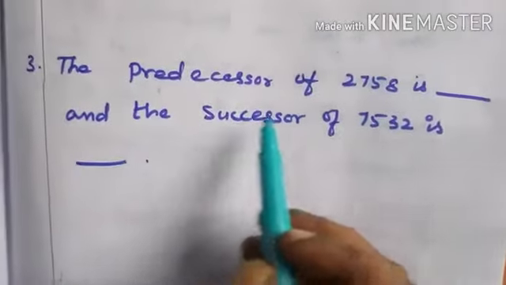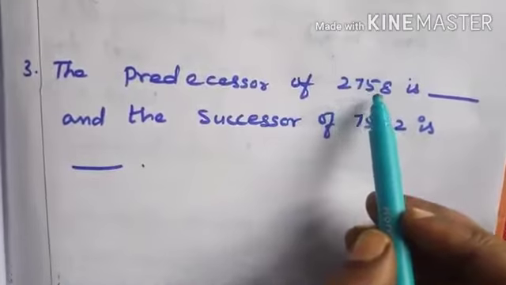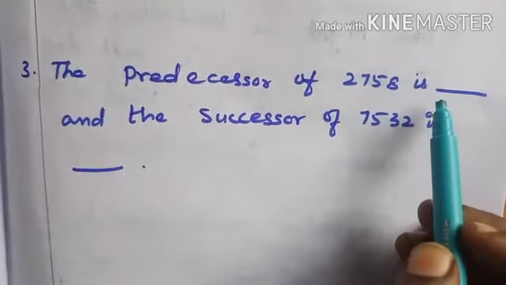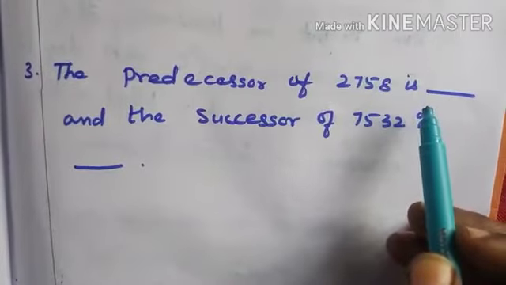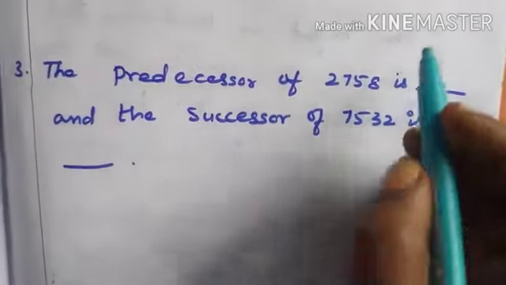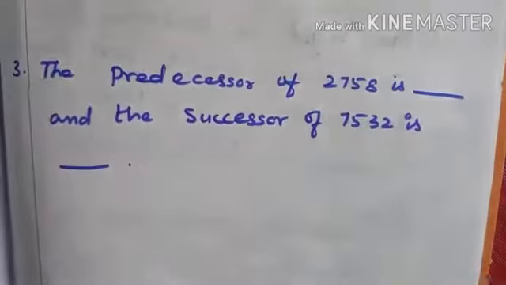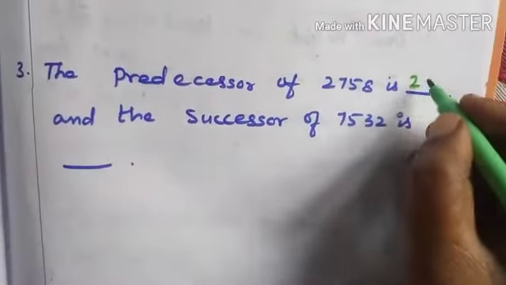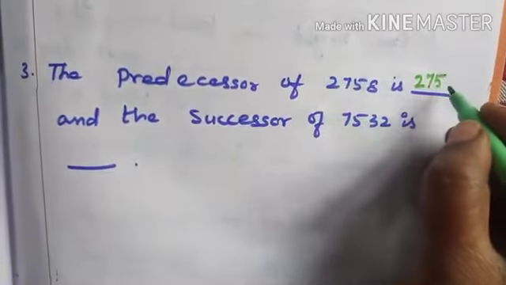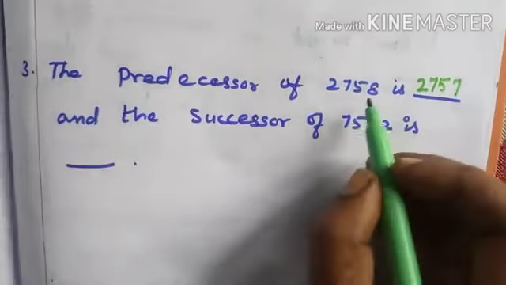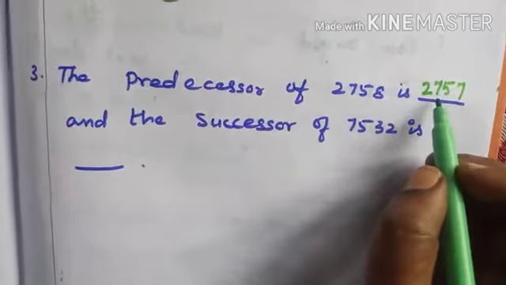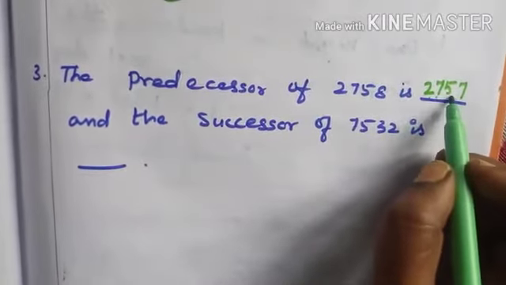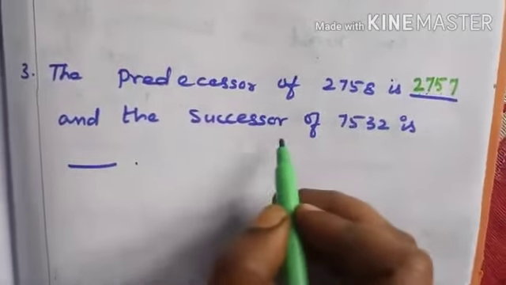Now, the predecessor of 2758 is dash. What do you mean by a predecessor? Yes, predecessor means the before number. Therefore, what will be the answer here? 2757. So, before 2758, what number will be coming? 2757.